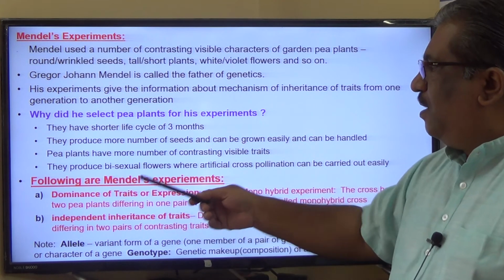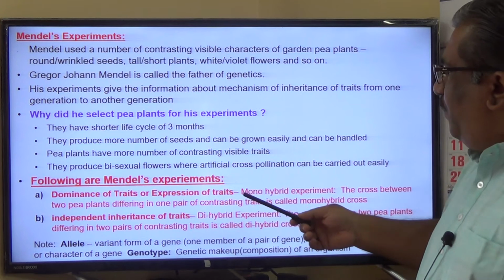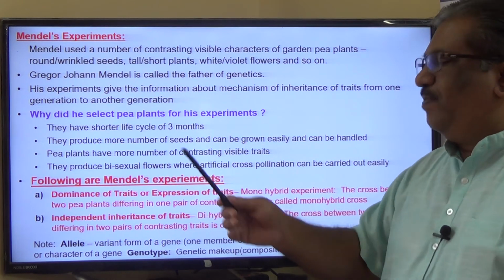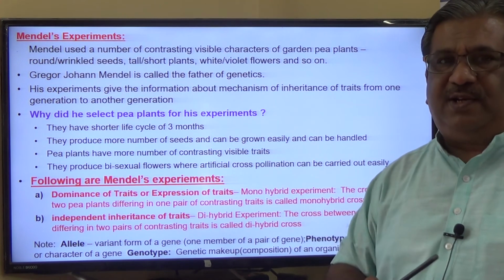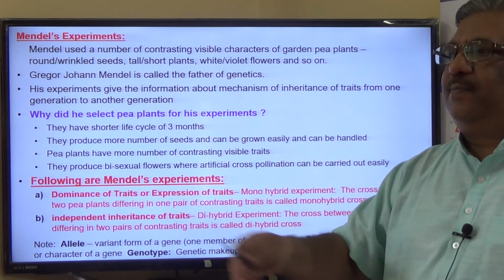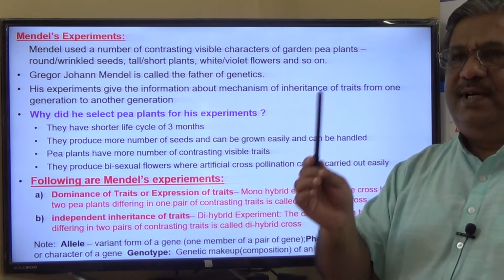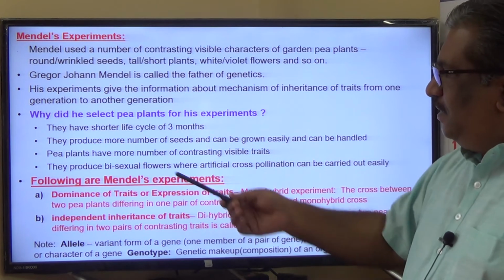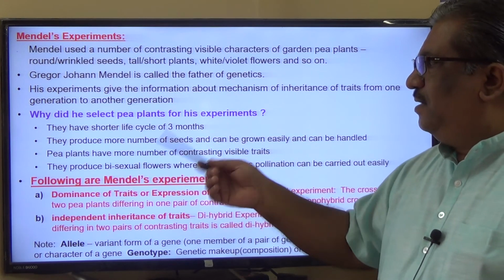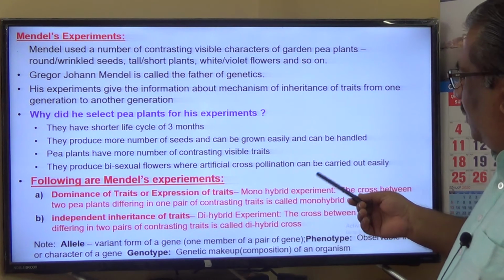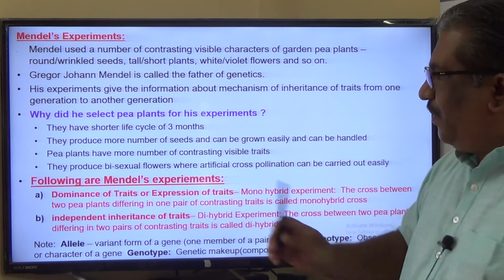And they produce bisexual flowers where artificial cross pollination can be carried out easily. See, most of the times pea plants are produced by self pollination, and generally the tall plants will produce only tall plants, short plants will produce only short plants. But it is very easy to cross pollinate also and check the results. And this is why Mendel selected the pea plants.